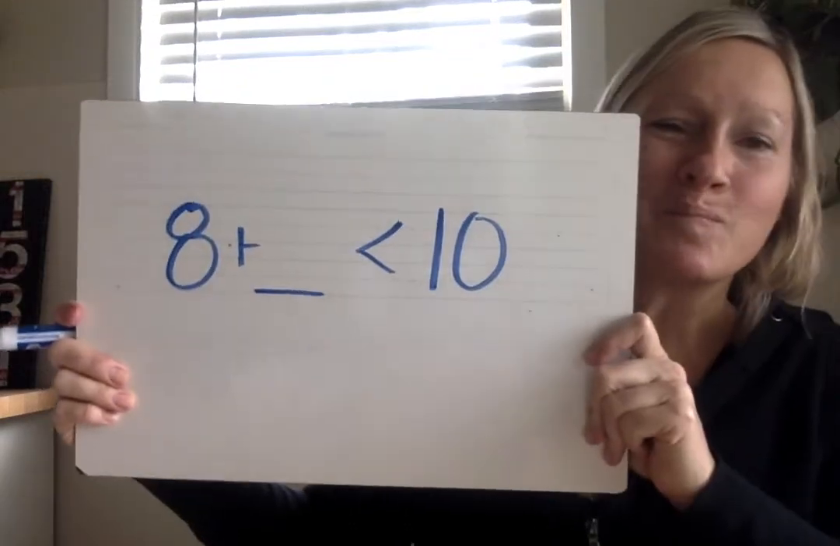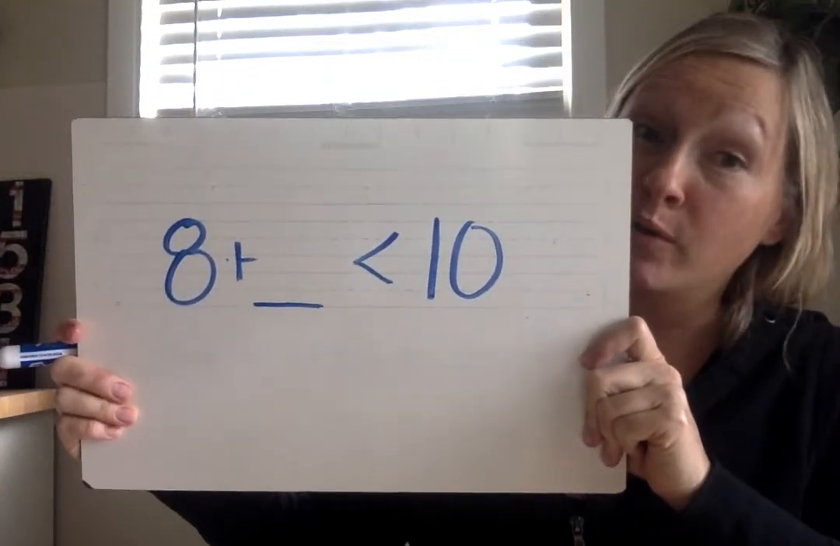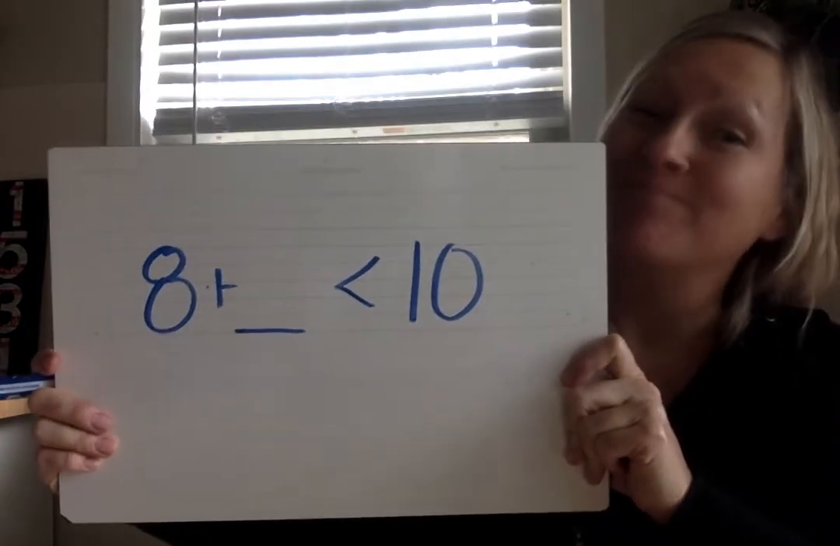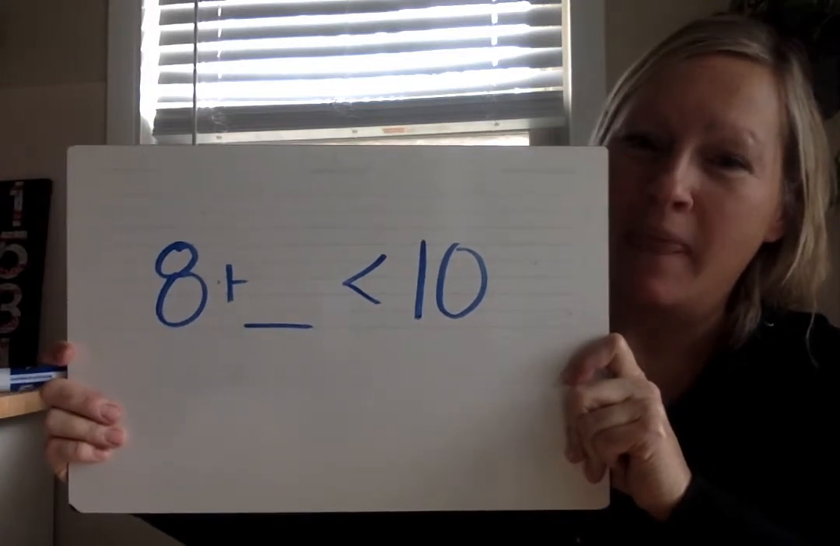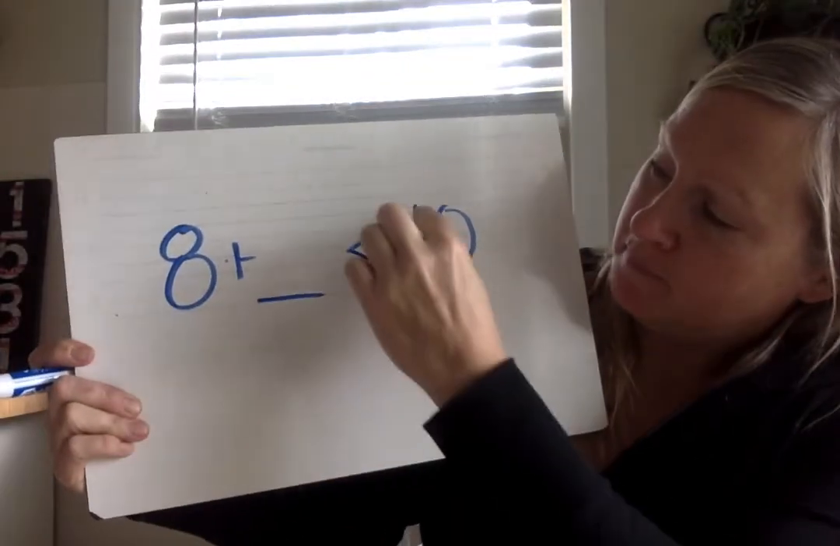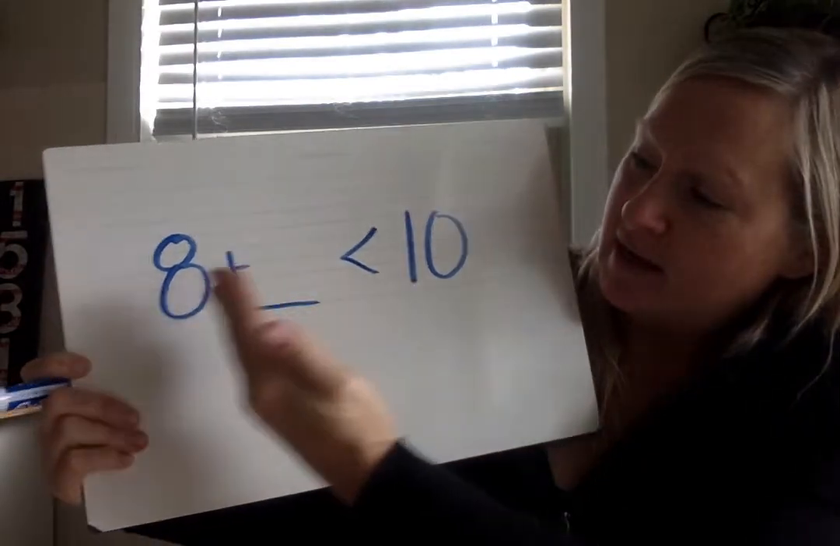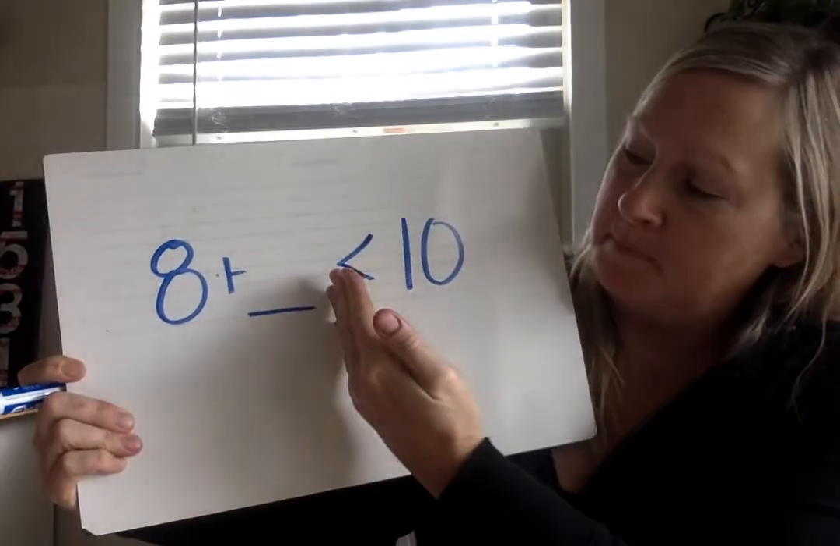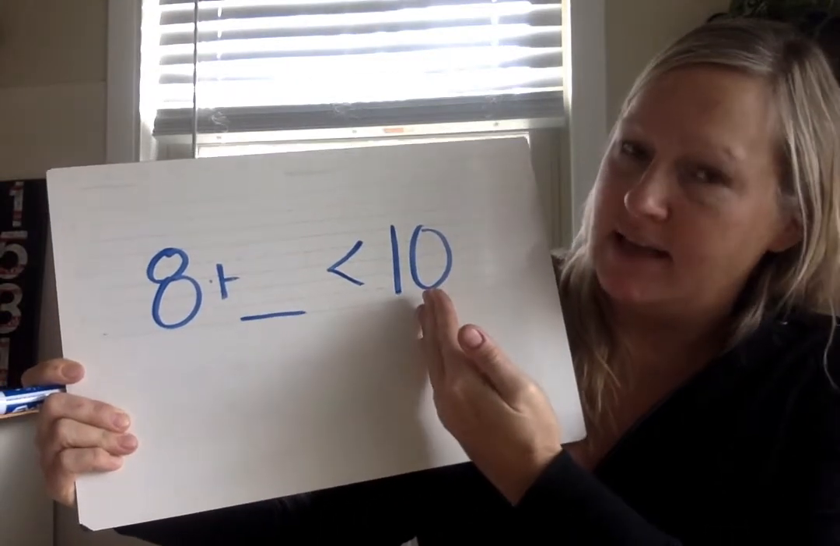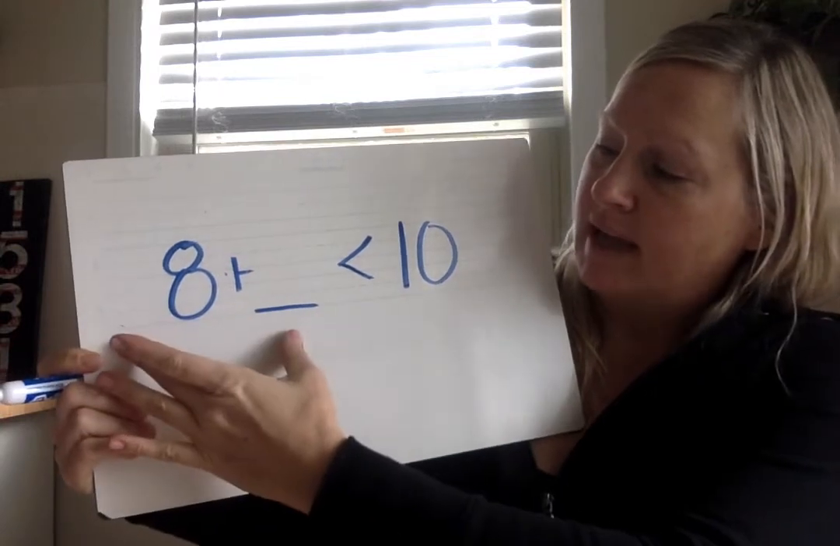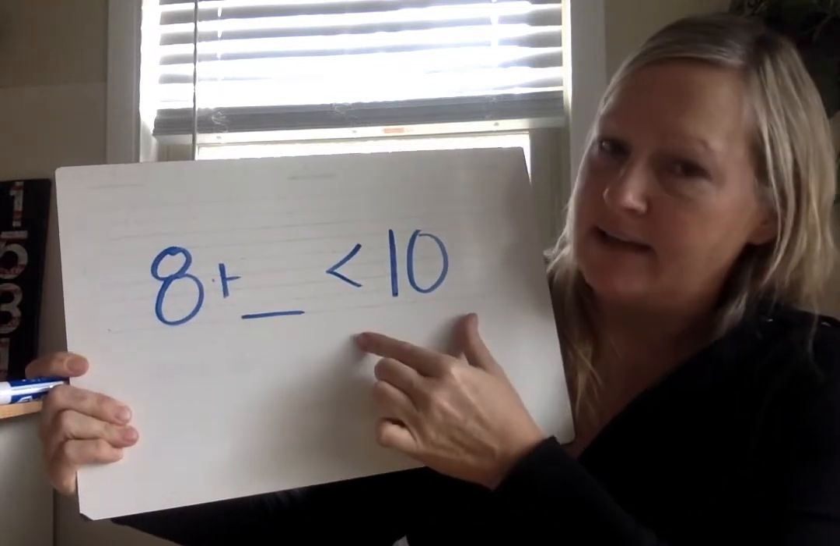Hold on, I think what I wrote is on the book. I better change that. Ooh, here's one for you. Why do I have this kind of smile on my face? 8 plus something, what's this sign? Coming from here, 8 plus something is less than 10. So this side has to be less than 10.